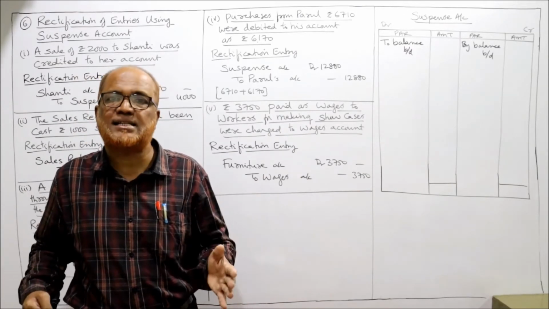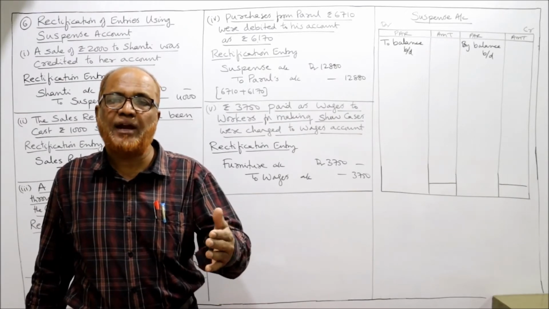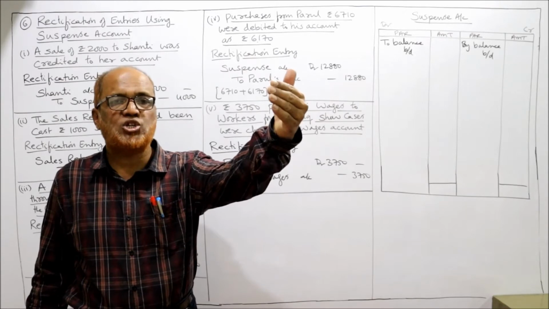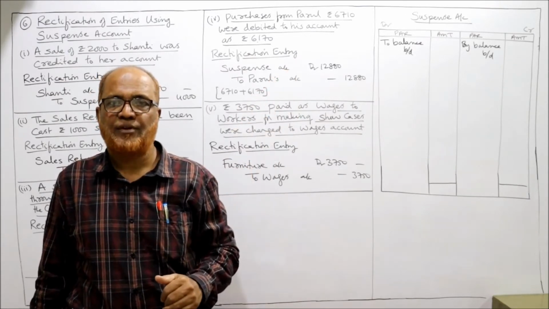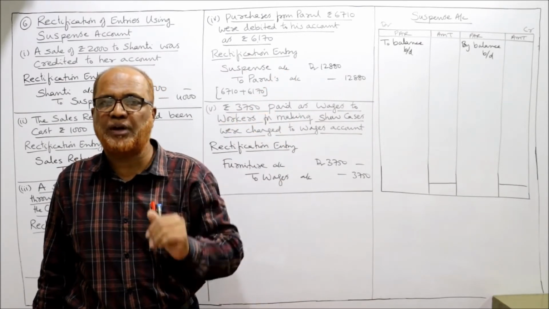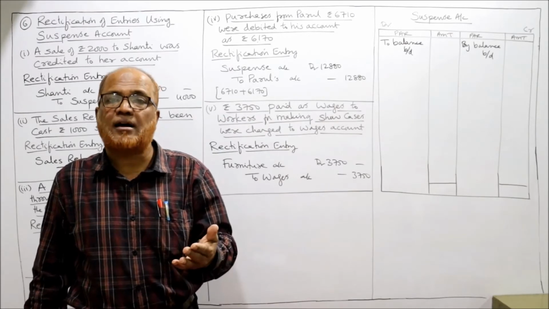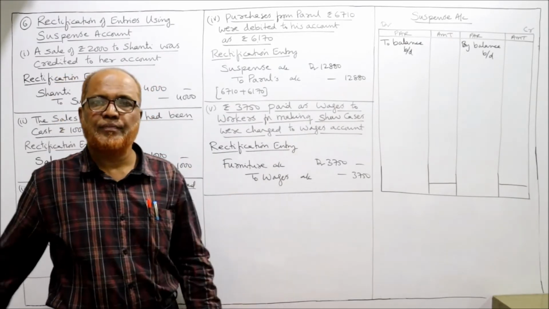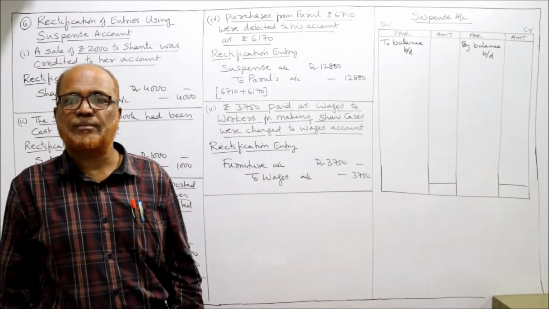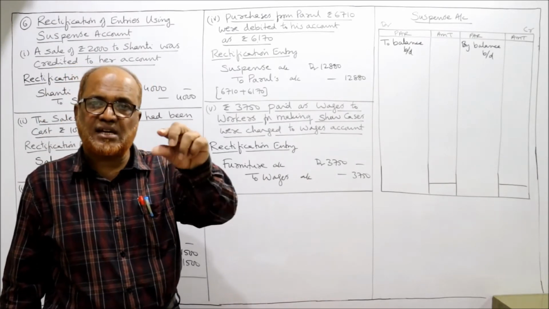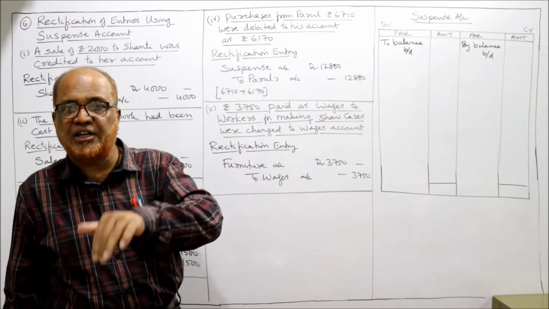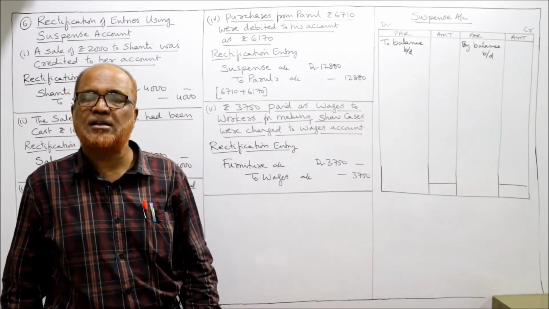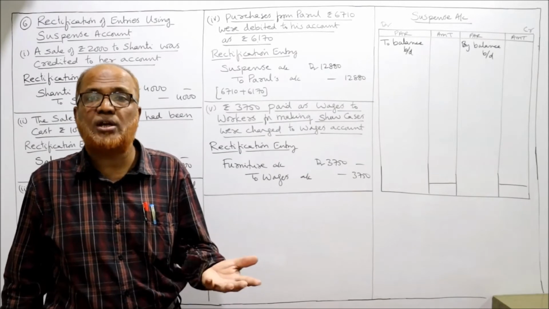Furniture is an asset. So when wages are paid for making showcase or furniture, the correct entry should be furniture account debtor to cash. Furniture should be debited, cash should be credited. But by mistake, furniture was not debited, but wages account was debited. Now to cancel, we have to credit wages, right? Debit should be given to furniture account.